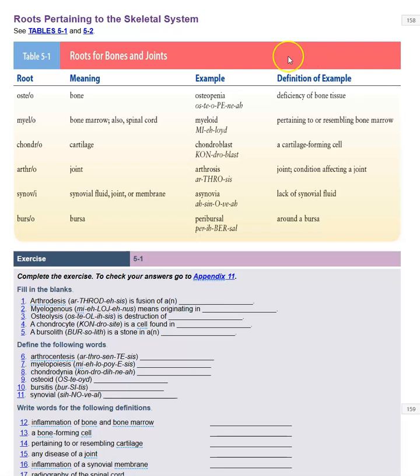So now we've arrived at roots for bones and joints. So osteo is bone, myelo, bone marrow or even spinal cord, chond or chondro, arthro, synovial. I just said the whole word, synovial fluid, bursa or burso, that has to do with the bursal sac or the bursal area of a joint. Those are the examples of the words.